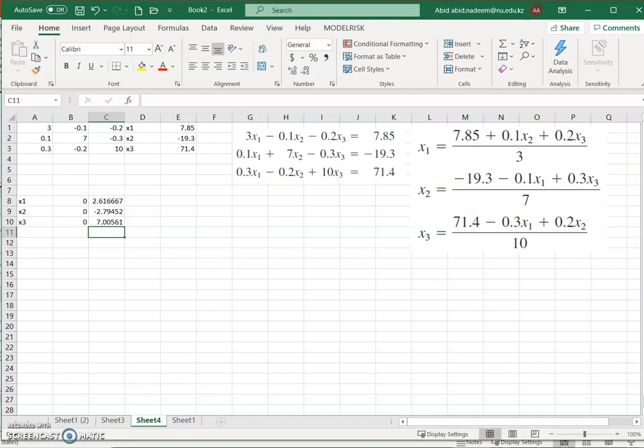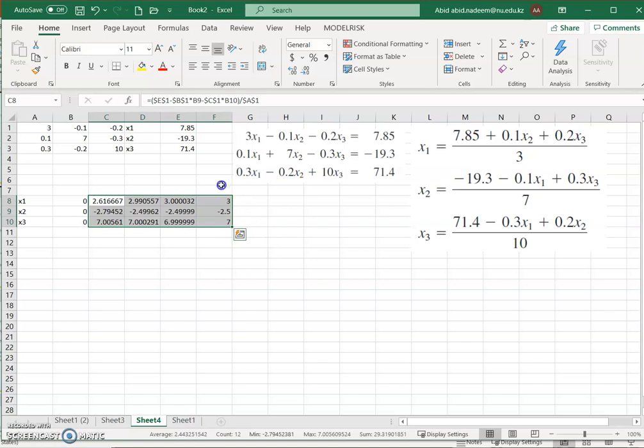Which is minus 2.61, then minus 2.79, and then 7.005. If I want to update it further, in the second trial I will get these values: minus 2.99, minus 2.499, and 7.0029. So it's converging. In the third trial, I will get even closer values. You can see that finally in the fourth trial, this is almost giving us the exact values.